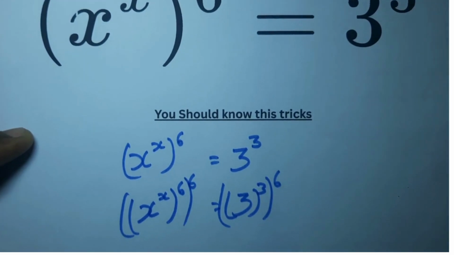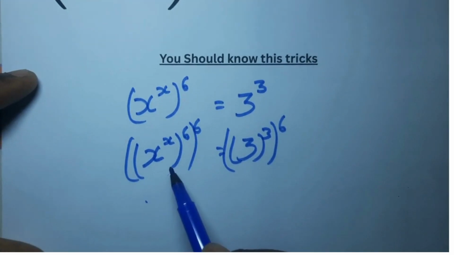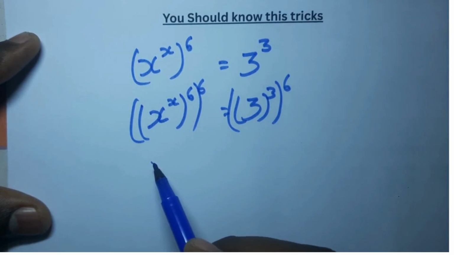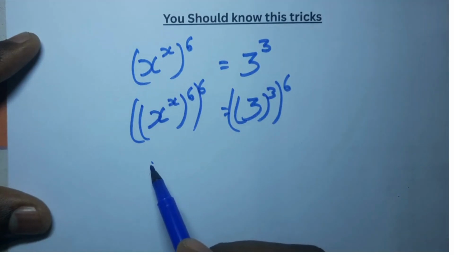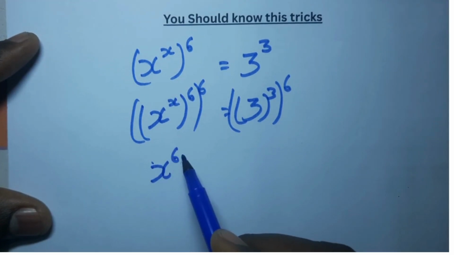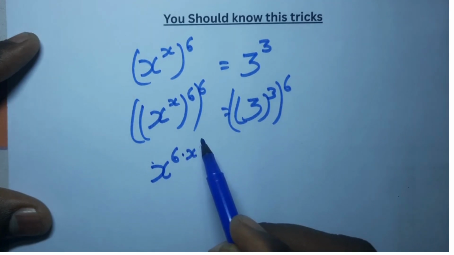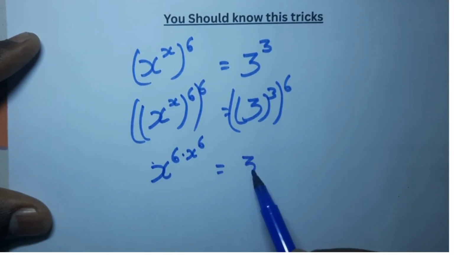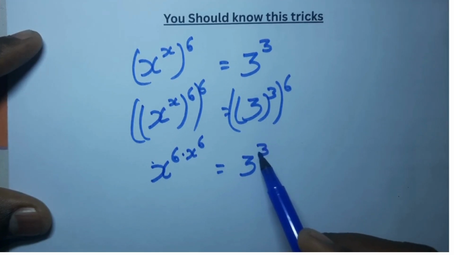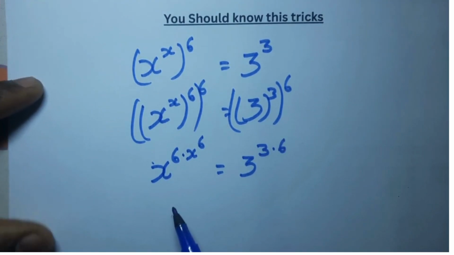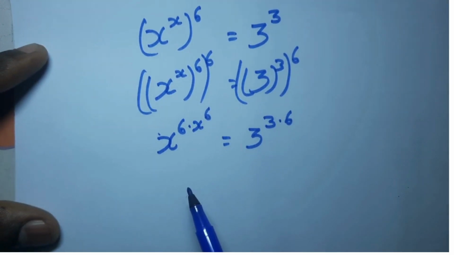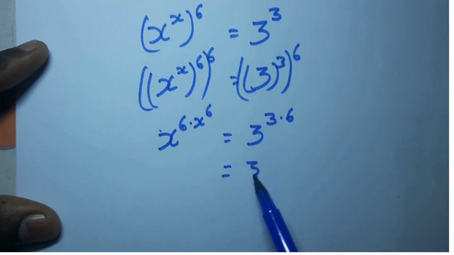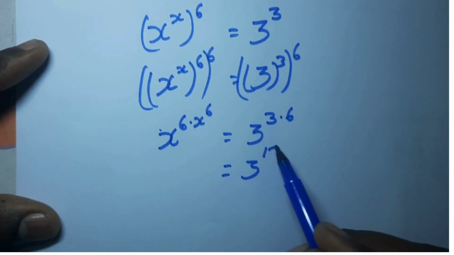That means x to the power of 6 into x whole to the power of 6 equal to 3 to the power of 3 into 6. Now 3 to the power of 18.